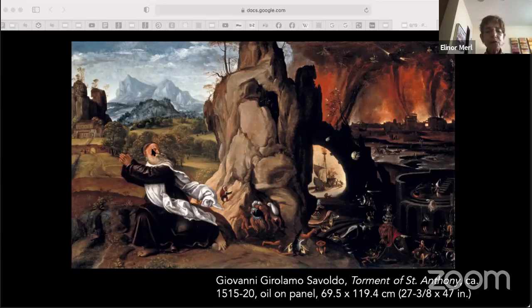Savaldo's painting is a free interpretation of the principal account of Anthony's temptations found in the biography written shortly after his death by a follower, Saint Athanasius. He tells how Anthony distributed all that he owned to the poor and sought God in the solitude of the Egyptian desert.